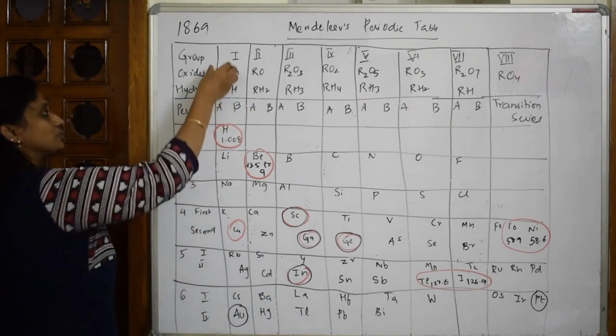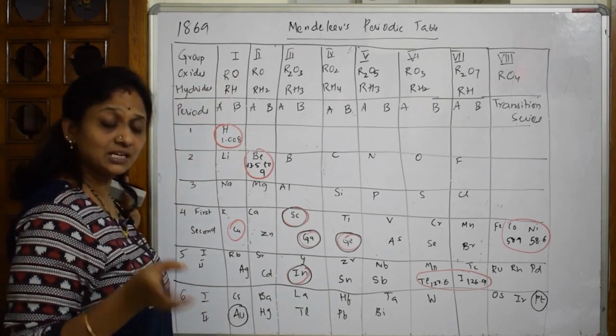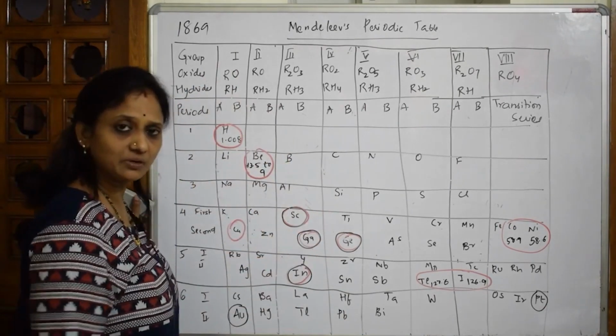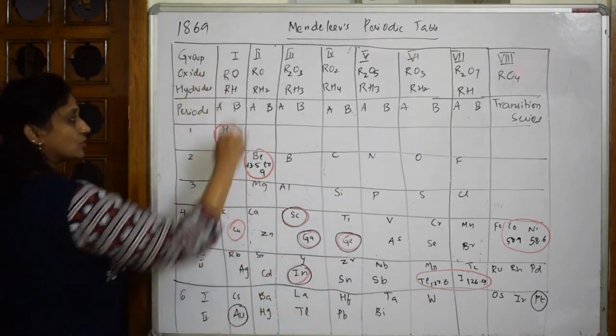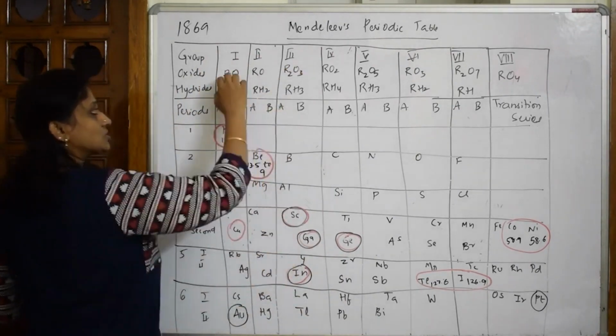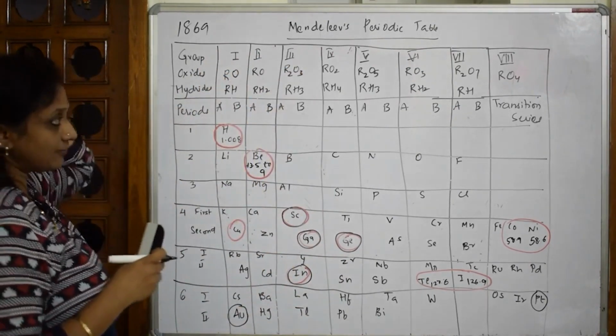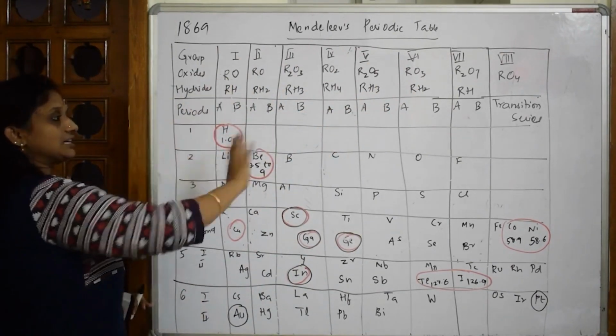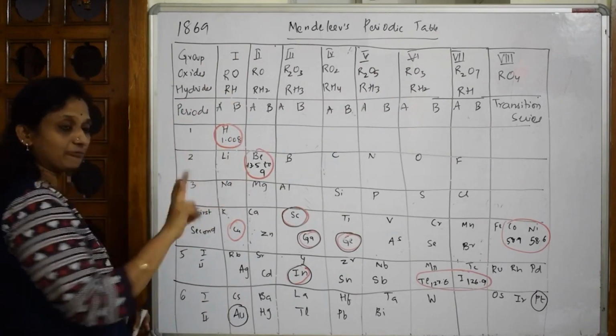So based on the physical and chemical properties, what is the criteria? Whatever available elements are there, he has arranged according to atomic weights. Then he started arranging according to their chemical properties, oxide form and hydride form. So after taking that 8 groups and 6 periods here, he started arranging the elements. So here I have marked two things.